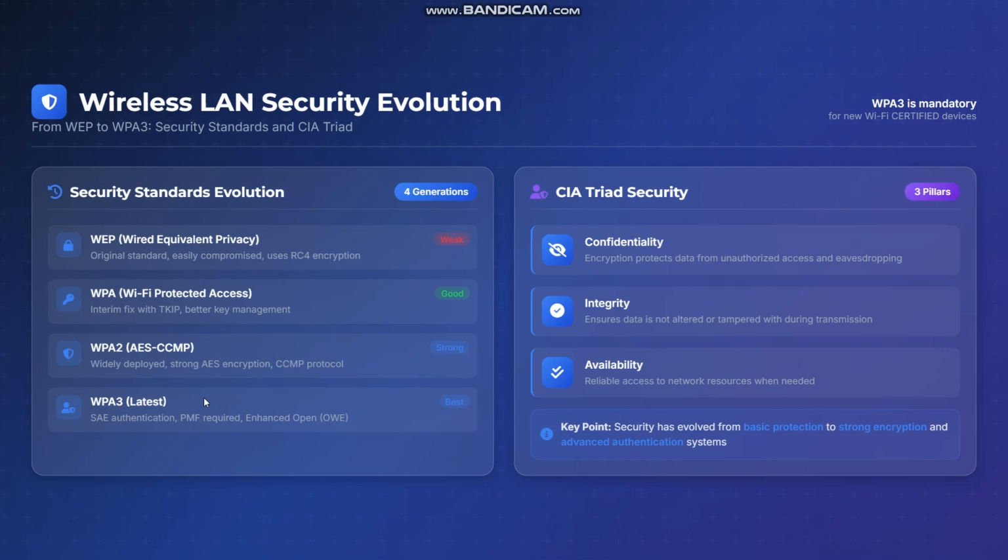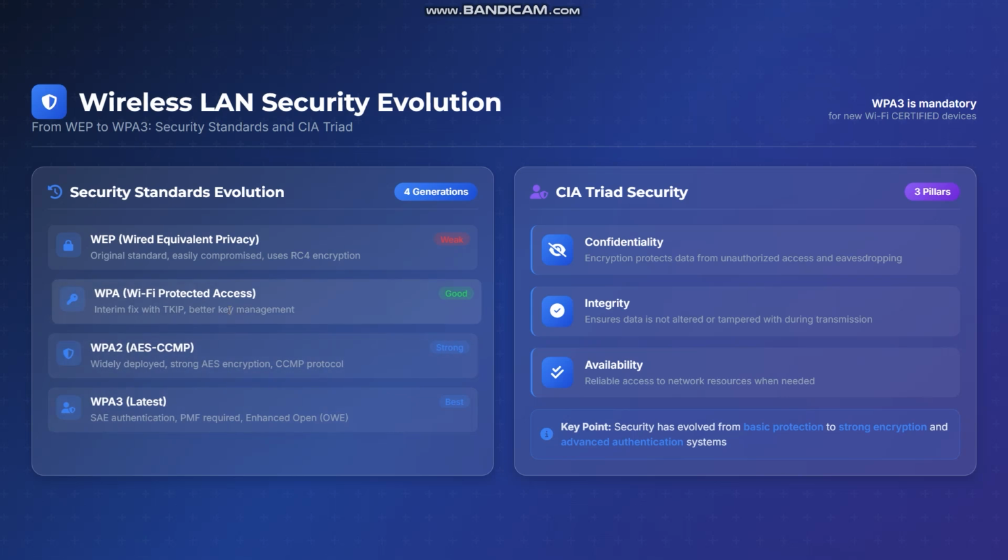Next, I will talk about wireless LAN security, which is very important for protecting data and preventing unauthorized access. There are four main security generations commonly discussed. The first one is WEP. This was the earliest standard, but it is now considered very weak and can be hacked easily.